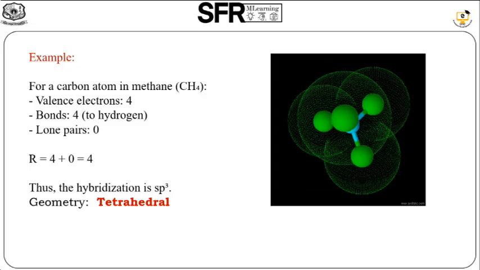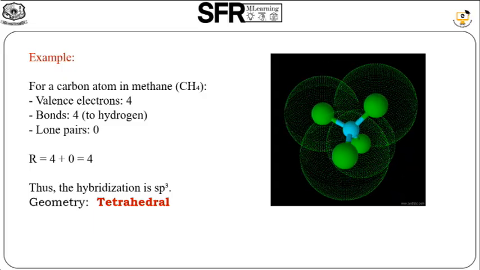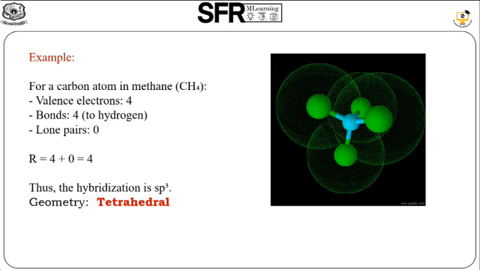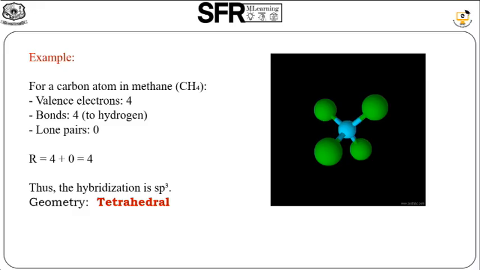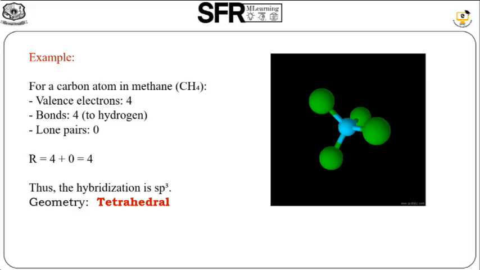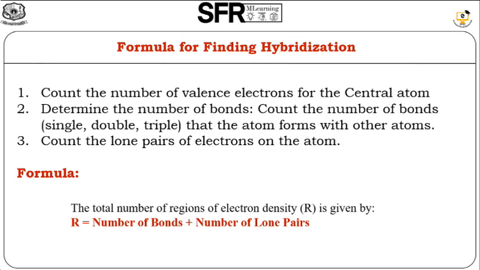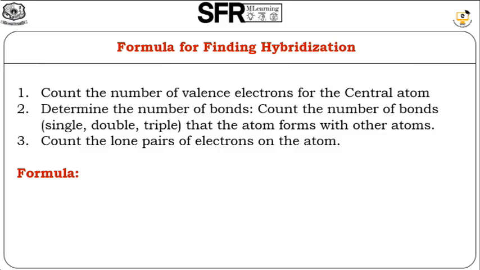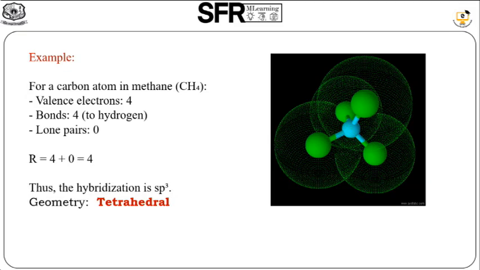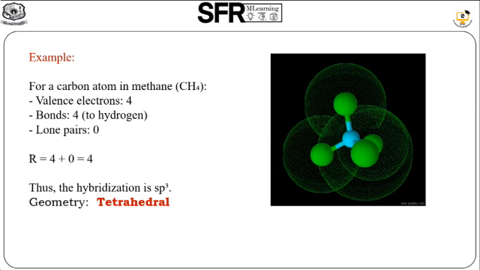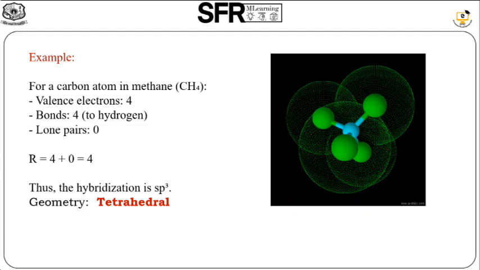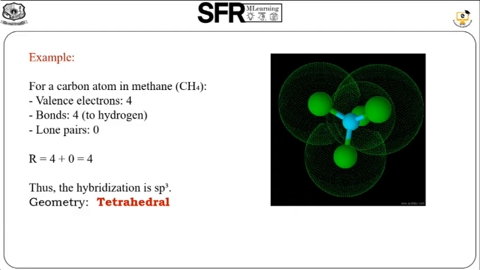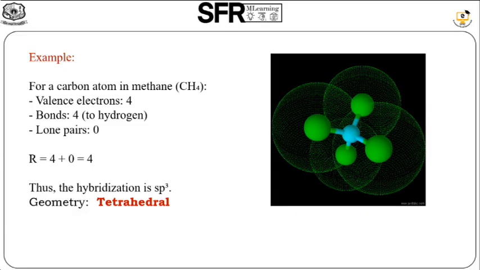For methane, the valence electrons number 4. The number of bonded atoms is 4. The lone pairs present in the molecule are 0. So, using the simple formula, R is equal to number of bonds plus number of lone pairs. There are no lone pairs present in the molecule, so 4 plus 0 is equal to 4. R equal to 4 means the hybridization is sp3, the geometry is tetrahedral, and the bond angle between the atoms is 109.4 degrees.